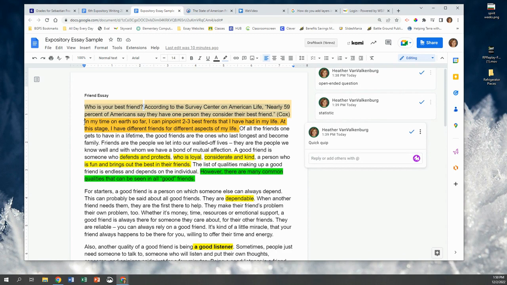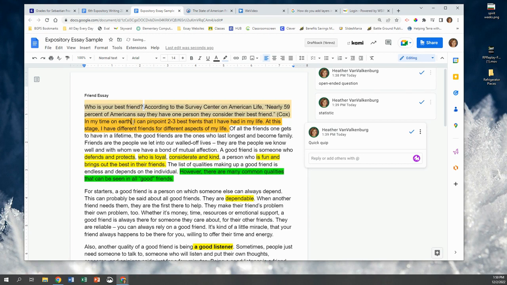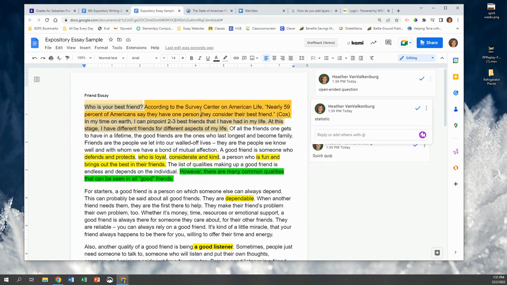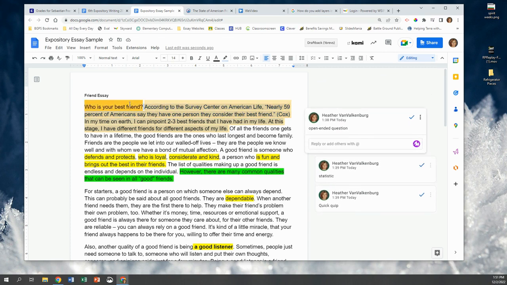This is, I call it a quick quip. It's a little left turn. It's just a little bit of sharing with the audience a little bit about you, but not getting sidetracked. So I just said, in my time on Earth so far, I don't like the so far part. In my time on Earth, I can pinpoint 2 to 3 best friends that I spelled wrong that I have had in my life. At this stage, I have different friends for different aspects of my life. Okay. All 3 of those are types of hooks. You're required to have 2 in your essay in order to get full credit. Come see me if you need help.